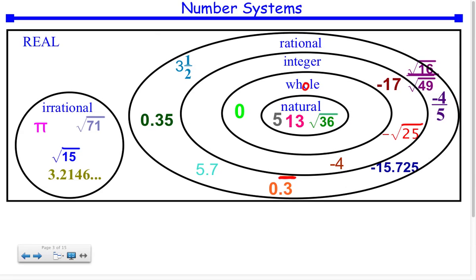Natural numbers are my counting numbers, 1, 2, 3, 4, 5, 6. Whole numbers, you add in the 0, so 0, 1, 2, 3, 4, 5, 6. Integers are numbers you find on a number line, so negatives and 0 and their opposites. And rational, you add in decimals, repeating decimals, and fractions. And don't forget, if a number is natural, it's a whole, an integer, and rational. If a number is a whole, it's an integer and a rational. If it's an integer, it's also a rational.